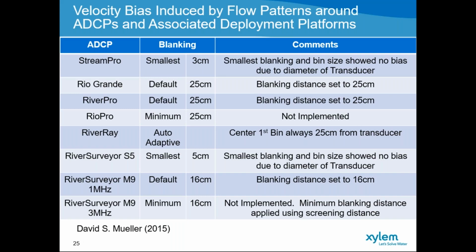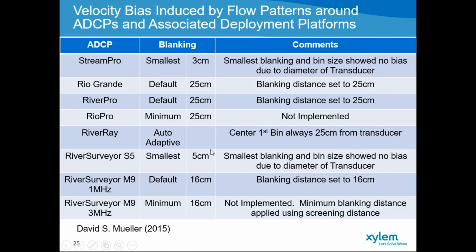So again, if we come back to why the flow disturbance occurs around the transducer, it is firstly associated with the size of the transducer. The larger the transducer, the bigger the impact. The smaller the transducer, the lesser or no impact there is. RioGrande and RiverPro all have default 25 centimeter blanking distances. From the research done more than a decade ago, it was identified that at least 25 centimeters is required. For RioPro, the minimum is 25 centimeters, which is not implemented based on the USGS website. That is accommodated for in QRev.